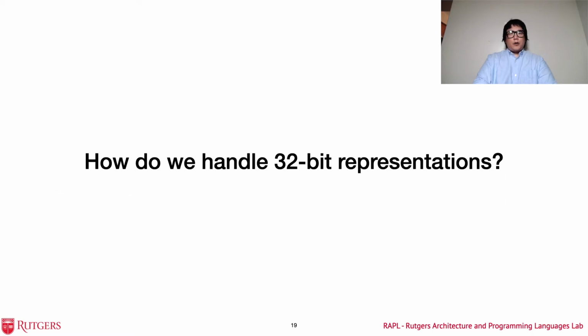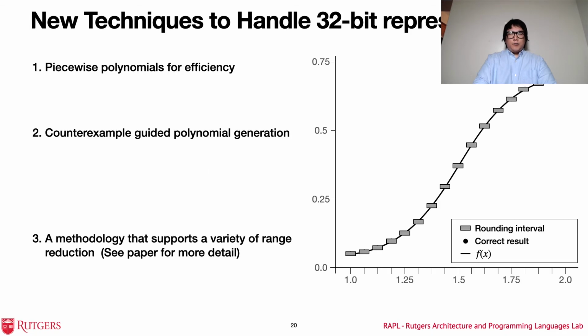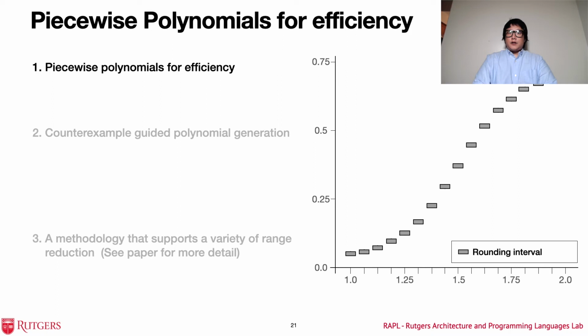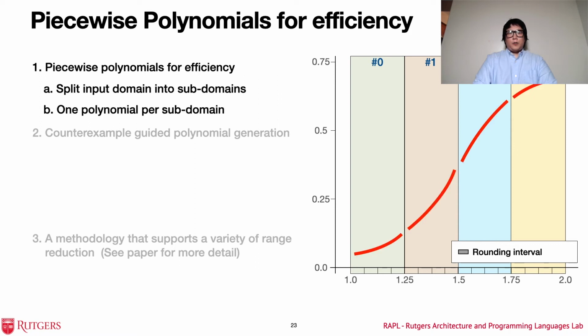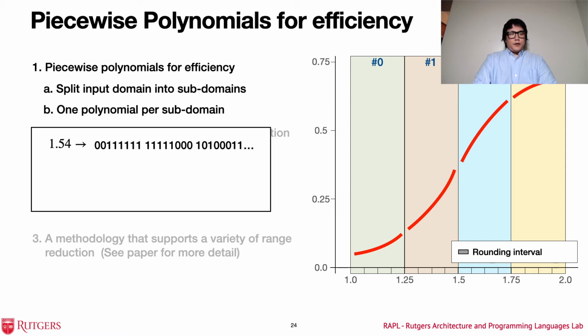Now our question is, how do you make this work for 32-bit representations where there are 4 billion inputs? To make the RLibM idea applicable for 32-bit representations, we propose three techniques. First, instead of trying to generate a single polynomial for all inputs, we generate a piecewise polynomial by splitting the input domain into subdomains and generating a polynomial for each subdomain. To make sure that we can efficiently identify which polynomial to use for a given input, we split the input domain based on the bit pattern of the input, such that we can mask a few bits in the bit string and identify the correct polynomial.